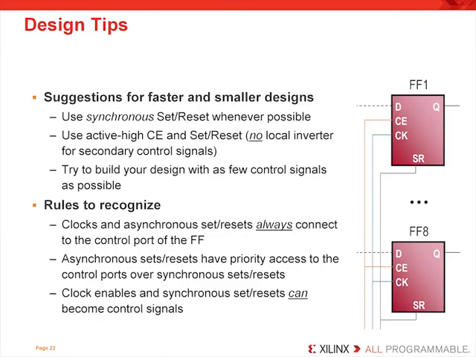Finally, we want to summarize the design tips we've given you. First of all, a suggestion for faster and smaller designs is, of course, to use the synchronous set reset whenever possible. Use the active high clock enable and an active high set and reset so that no local inverters for the secondary control signals will be required. Try to build your design with as few control signals as possible. This reduces the overall number of control sets and allows the tools to group logic more efficiently so that you use minimal device resources. This will improve your speed and allow you to pack the most logic into the FPGA device as possible.